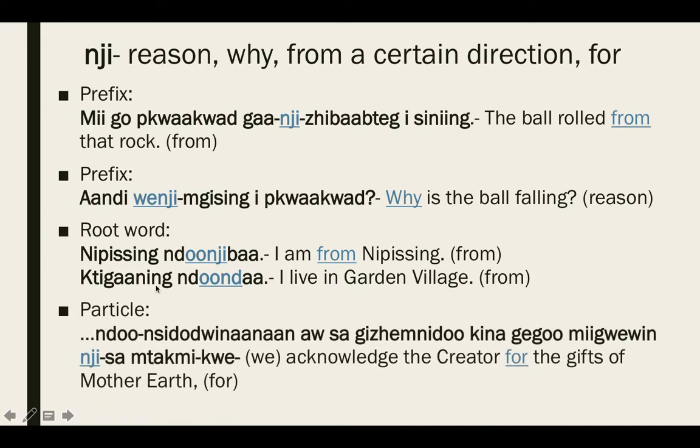And the particle version here is taken from a document Nipissing published about their year-end review or something. And so from it, I was able to find an example of for. So, in do nsid-number on ausag jemnado kinagego migwewin in jisam takmikwe. So what that means is we acknowledge the Creator for the gifts of Mother Earth. So this nj part means for, and so we're talking about the Creator, or acknowledging the Creator's gifts for Mother Earth.